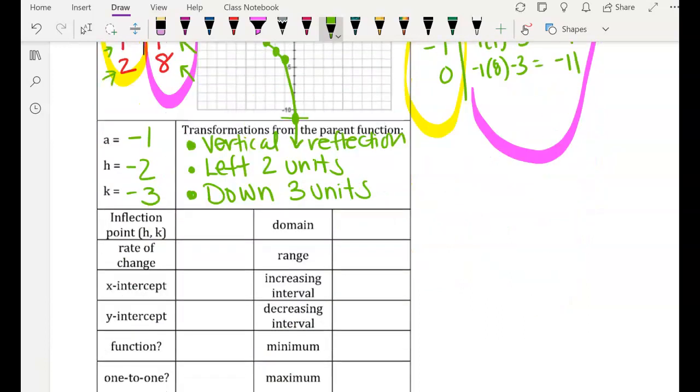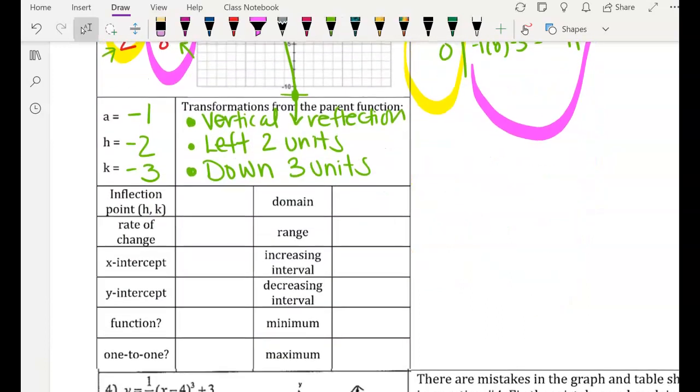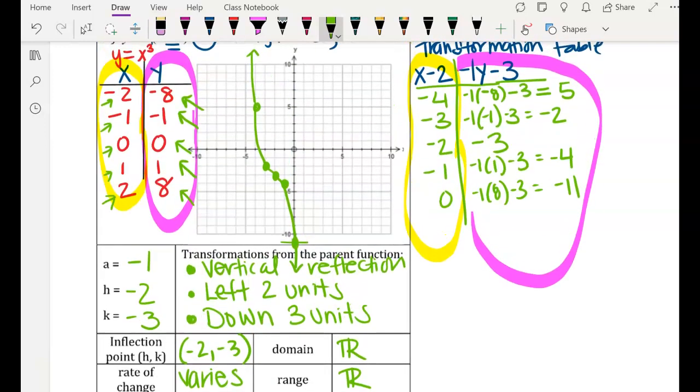Let's fill in the rest. Inflection point, it's always going to be your H and your K, so -2, -3. Your domain, students, and your range for your cubic function will always be all reals. Your rate of change is not a straight line, so we are going to say it varies. Let's see. We do have an x-intercept and a y-intercept.